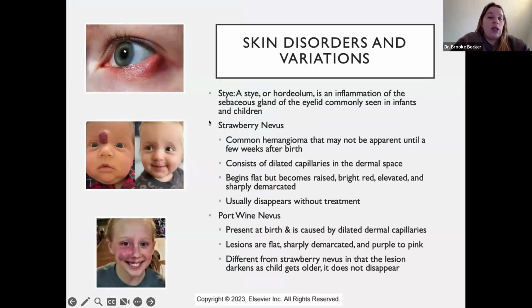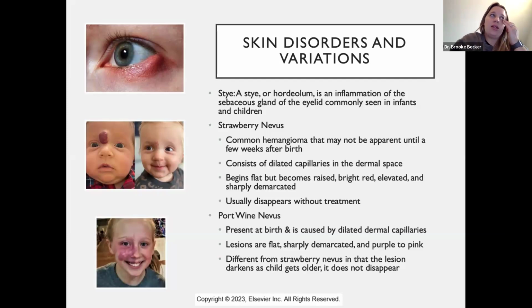So a sty, we'll start with that, or hordeolum is the other term for that. That's inflammation of the sebaceous gland of the eyelid. So it's more common in infants and children than adults. And you can see it just gets really large and swollen and red. It can be painful. Usually it's only painful though when it's being kind of pushed on or messed with. These resolve on their own. You can use some like heat, like warm compresses to that area to kind of speed up the resolution. But no need for like eye drops or antibiotics.